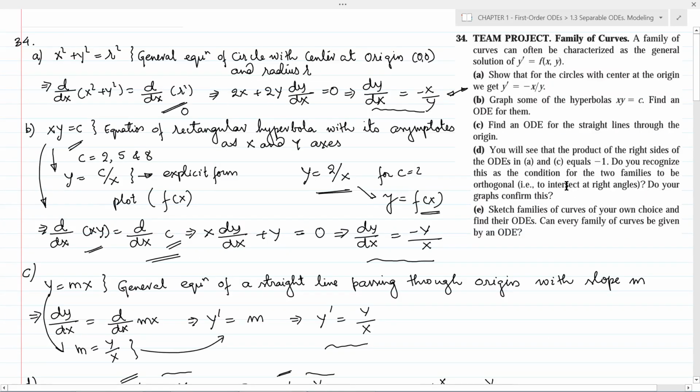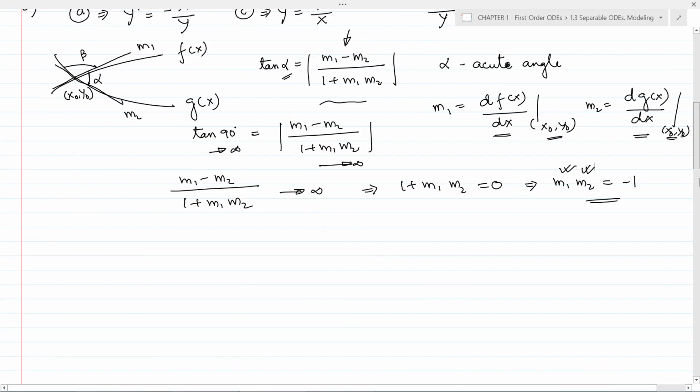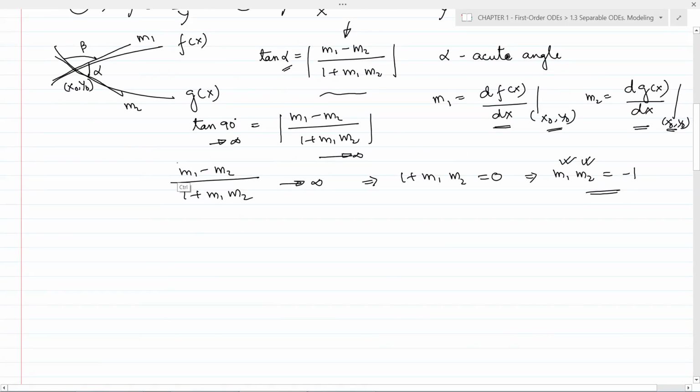Next, the question is asking to draw graphs to confirm this. We will use Sage Math to plot the graphs. First, we will write the equation of the curves. For the circle, we have x square plus y square equal to r square. We can write this as x square plus y square minus r square equal to 0, to express this in implicit form, that is of the form f of x y equal to 0.